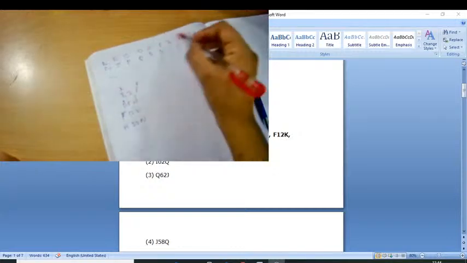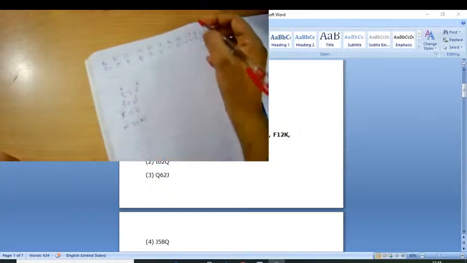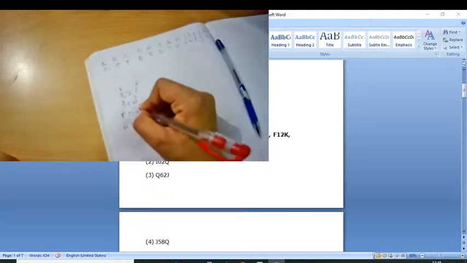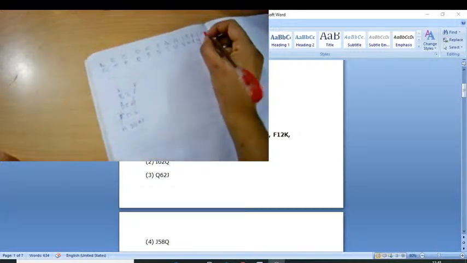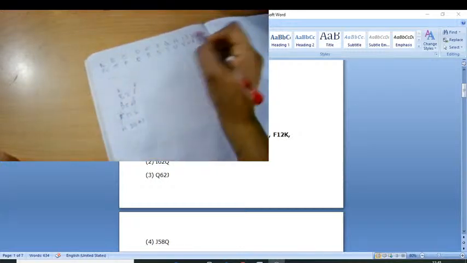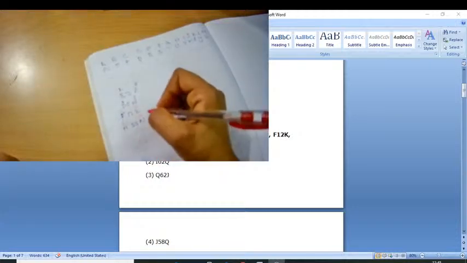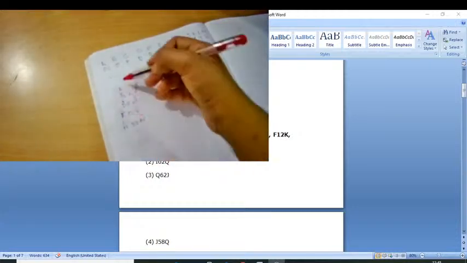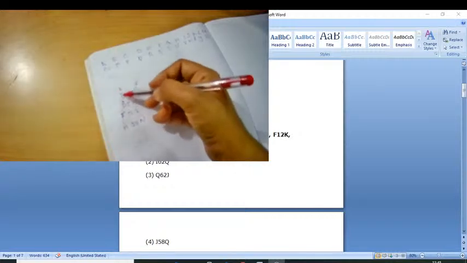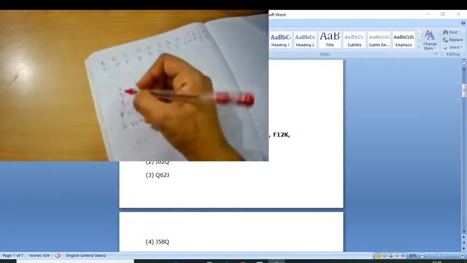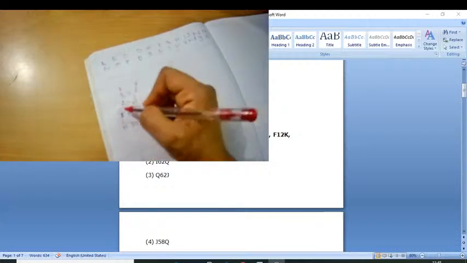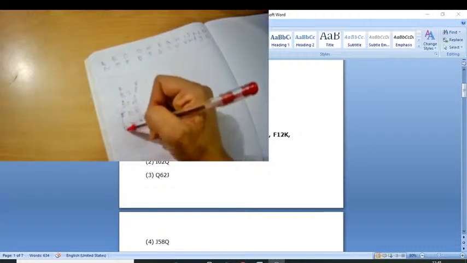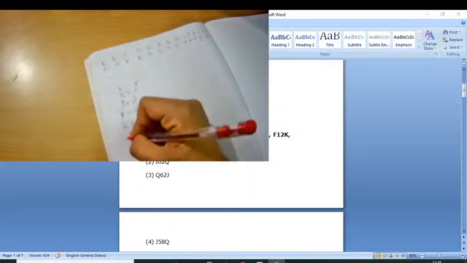Okay. F will be the sixth alphabet, K will be the 11th, H will be the 8th, and N will be the 14th. So we have a certain series or sequence there, and we have clarity for this. From this we can find that after 2 comes 4, after 4 comes 6. That is, they follow the even number system. So the next one will be the 10th one.